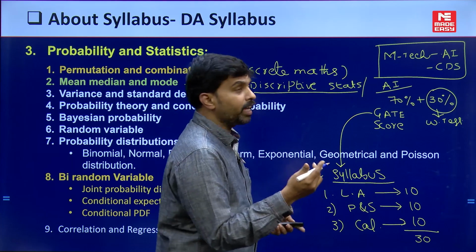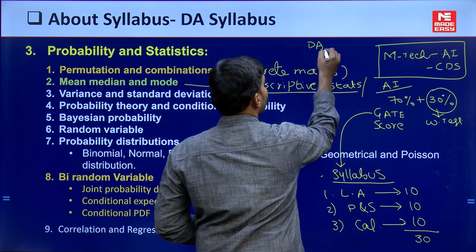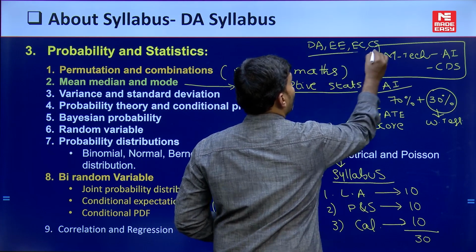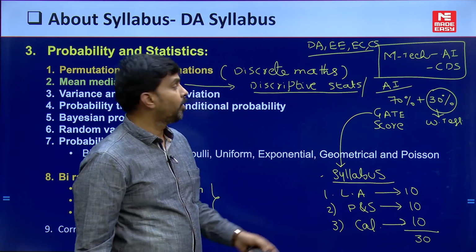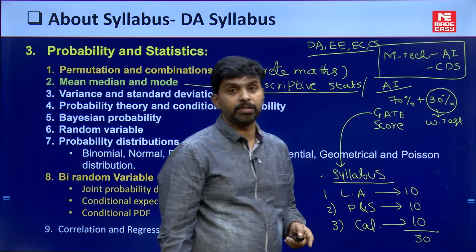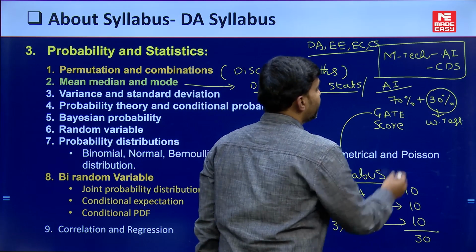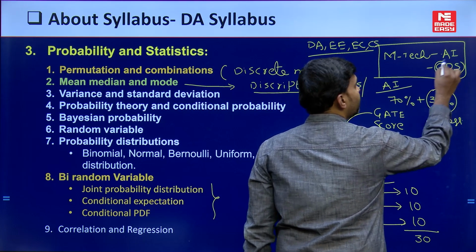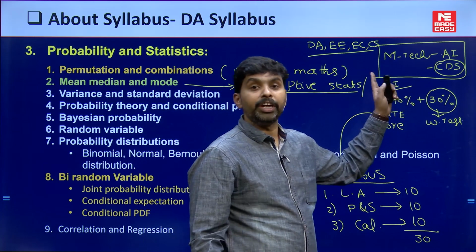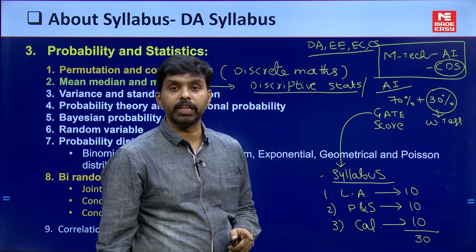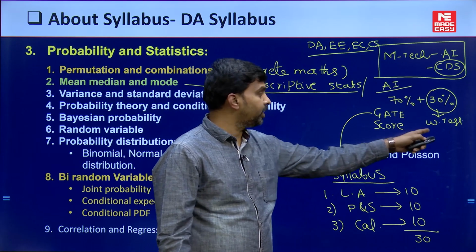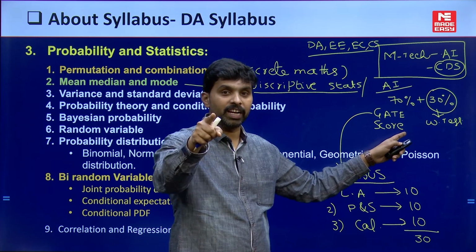So who is eligible here? DA, electrical, electronics and CS. People from all these 4 branches are eligible, and their GATE score is considered for this MTech AI and CDS. But CDS has no written test. For CDS you have to give an interview, and the 30% comes from the interview. But for MTech AI, they expect this written test, and they want to see exactly how good you are mathematically.